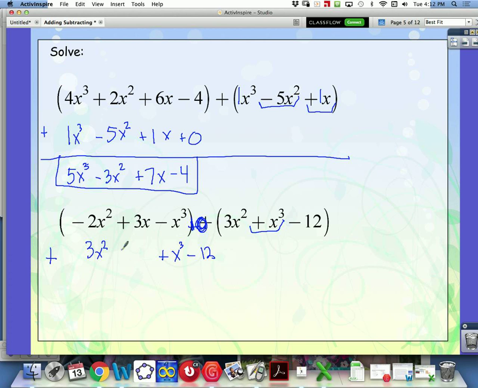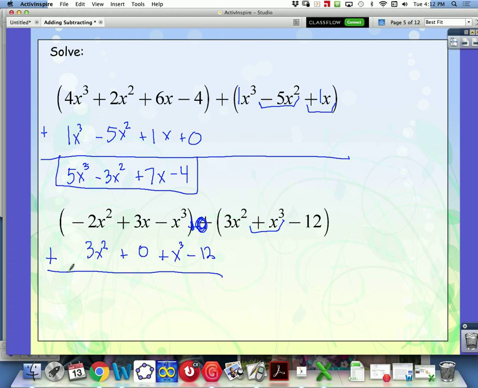And now this guy doesn't have a friend, so we can put a plus 0 there. And for those of you that really like being neat and organized, if you don't like this, we could have rewritten it over here and just done the whole problem in a new space.